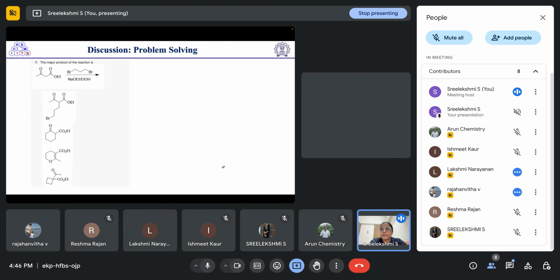So the next one, the major product of the reaction. Here also one keto ester is there and this dibromo compound is there in presence of sodium methoxide and ethanol. What will be happening?